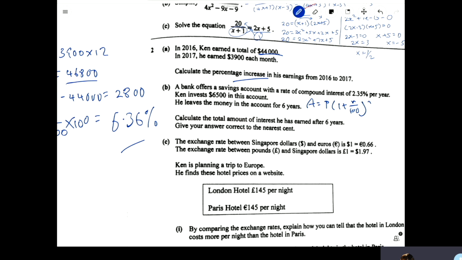Can you calculate this? You calculate this, tell me what's your answer. Do you have pen and paper there? Okay, so you put in, then tell me what's the answer. Now, take note, this question, you only find A, but they want the amount of interest. That means you gotta minus the original from the total. Okay, can you try and calculate now? I go drink some water.